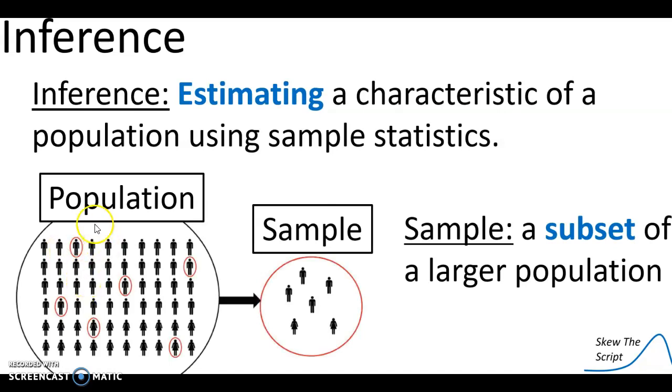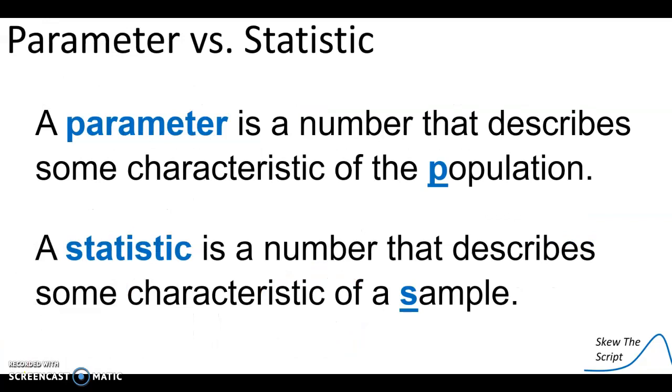Right, so here is our big, large population. And if we randomly sample and do it well, right, that sample should be a nice subset of that larger population. In terms of the vocabulary, a parameter is what we're going to call something that describes a population. Mu or sigma, those are values that are parameters and they describe populations. Parameter P, population P. Whereas a statistic like X bar or S, that's a number that describes a sample.